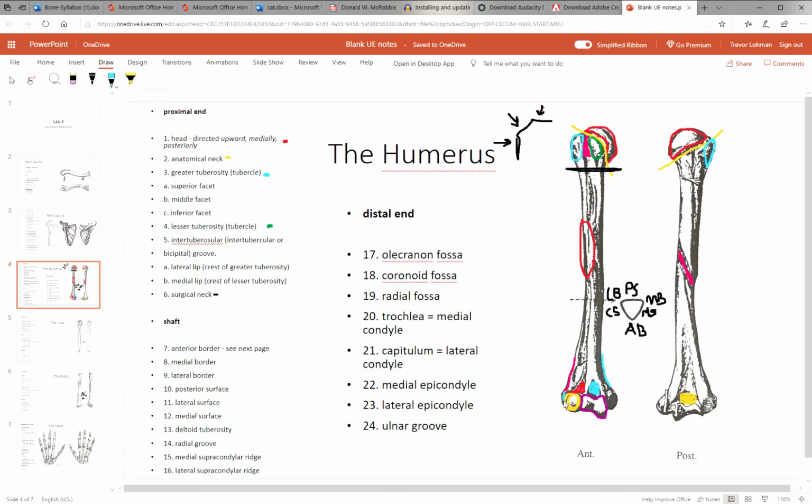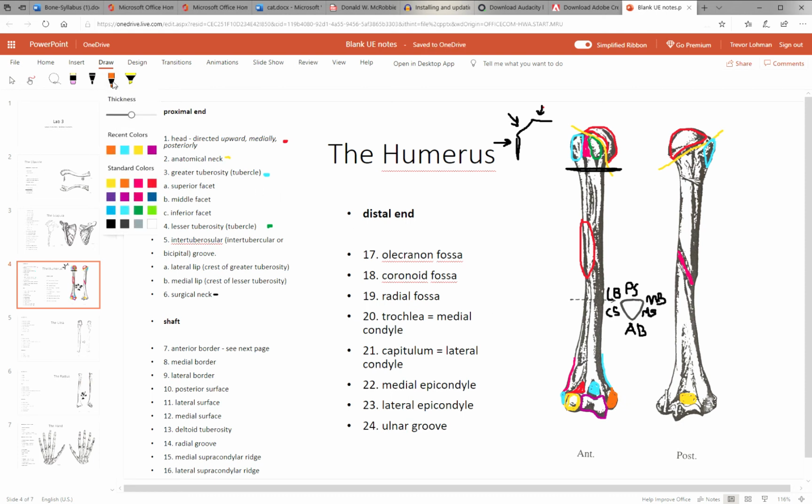So here is the lateral epicondyle. There's a whole bunch of muscles that attach off these epicondyles. All of your forearm muscles, for example. Well, not all, but most. And then here's your medial epicondyle. Your medial epicondyle is really obvious. The lateral epicondyle is much smaller.